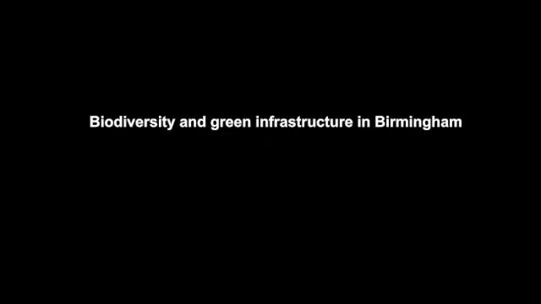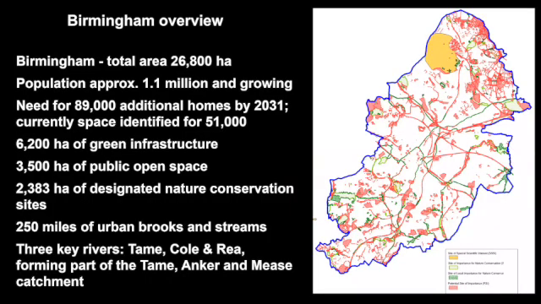So the biodiversity and green infrastructure in Birmingham. We may have seen a map similar to this before, but Birmingham is a total area of 26,800 hectares. We've got a population of 1.1 million people and growing. There's a need for around 89,000 additional homes by 2031. And currently we've got space identified for 51,000 homes. So you can see that there's a difference there between the amount of space we've got identified and the amount of homes needed to accommodate the growing population.